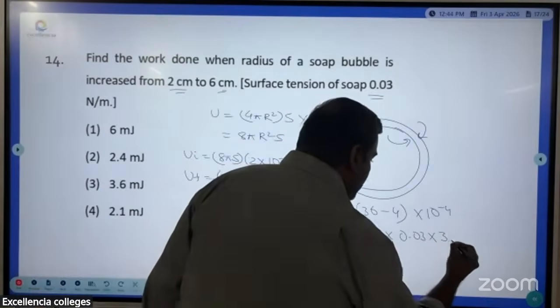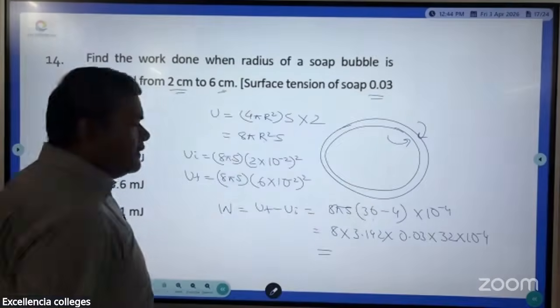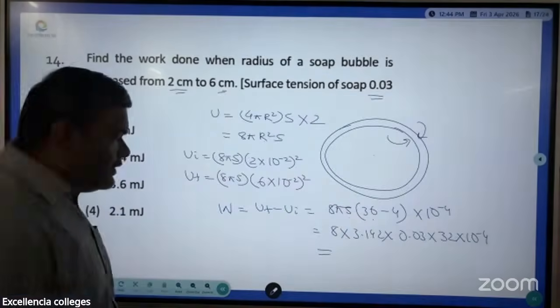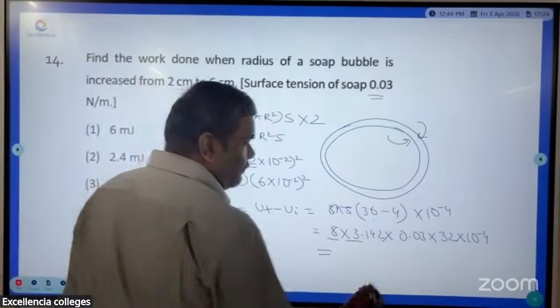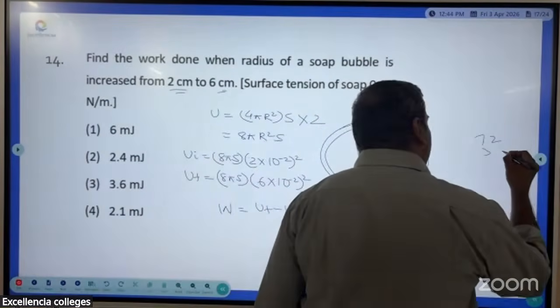Multiplied with 32 into 10 to the minus 4, this will come. Okay. The options are a little far away, so let us just do a quick calculation. Let's do 8 into 3, that is 24. 24 into 3 is 72. Now 72 into 32.